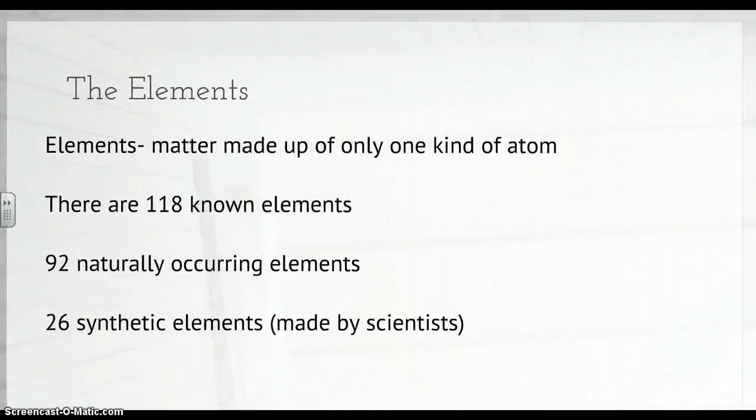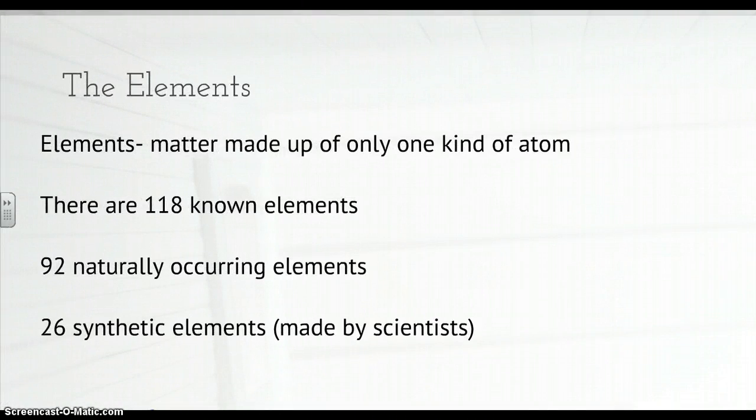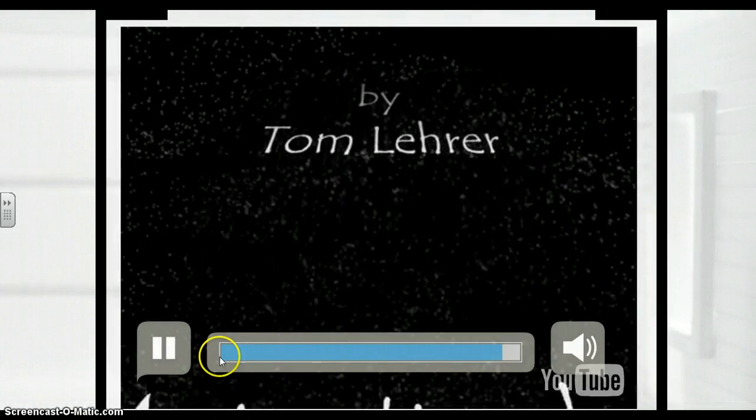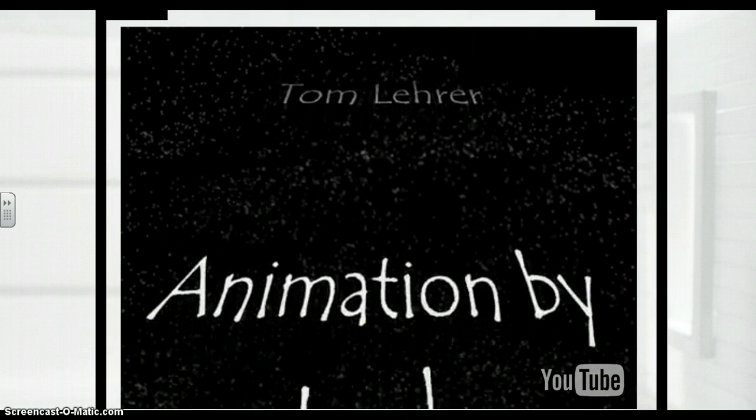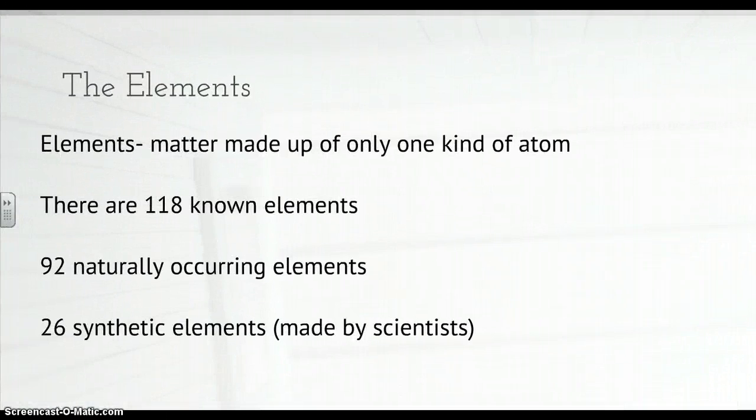So all those elements come together to make all the different things in the universe. And all of those elements either are naturally occurring or they've been created by scientists in a lab somewhere.